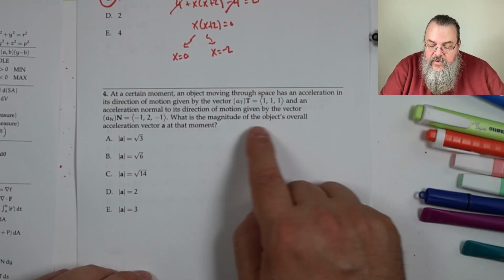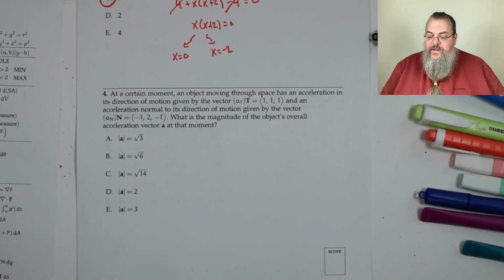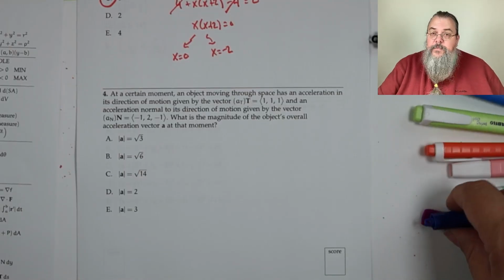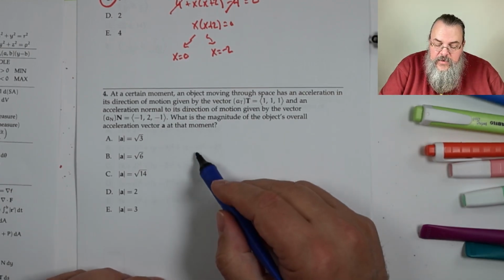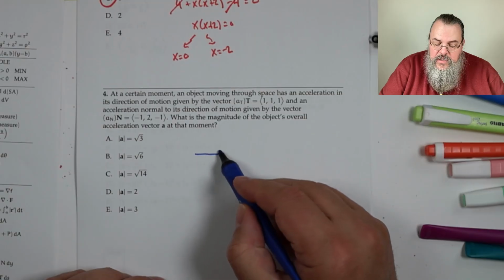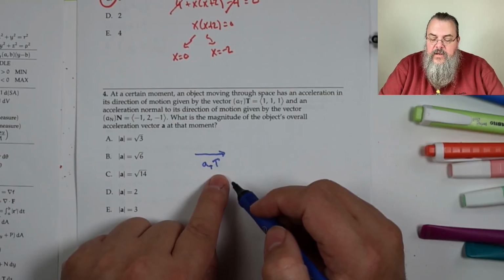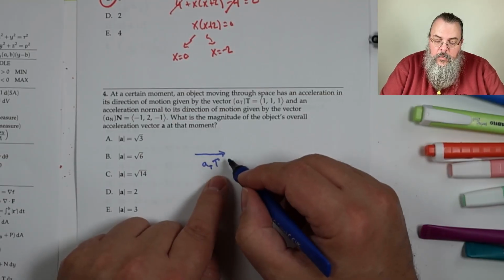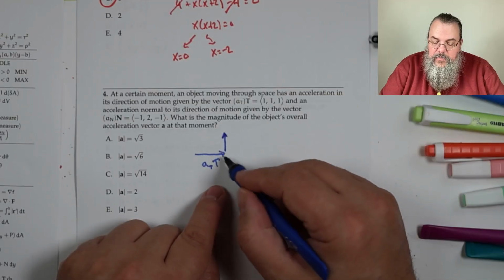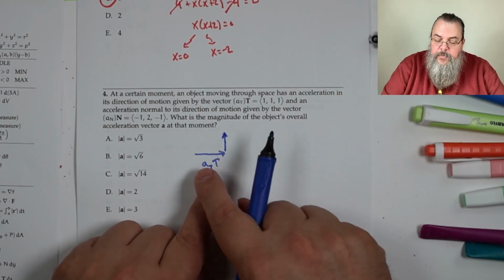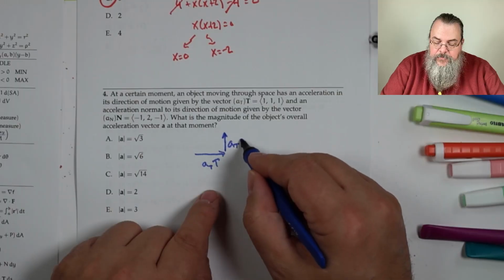What is the magnitude of the object's overall acceleration at that moment? All right, so what have we been given? Well, we're told we know this vector, it's parallel to motion, that's A_T T. So A_T is the magnitude, T is the direction. We also are told there's this other vector, it has to be perpendicular to T, right? These are purposely perpendicular to each other, and that's A_N N.